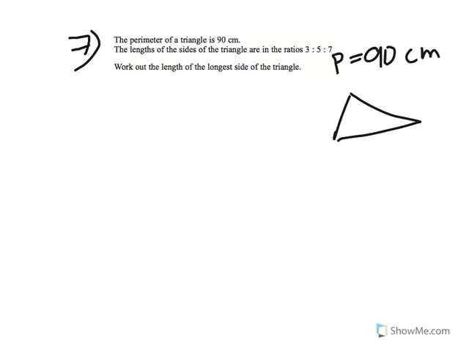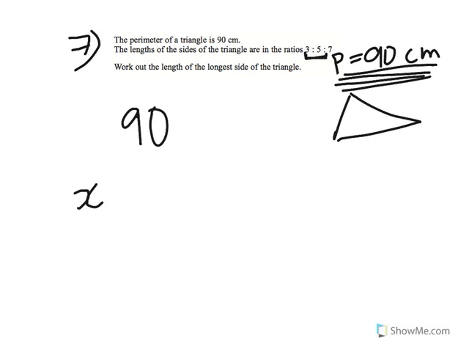Alright, question 7. It says the perimeter of a triangle is 90 centimeters, and the lengths of the sides are in the ratio 3:5:7. You have to work out the length of the longest side of the triangle. Now to figure out the length, we need to know by what scale factor each ratio is being multiplied. To find that, we need the total of all the sides of the triangle, so that's 90. All of these ratios should be multiplied by something, x, a scale factor, to give 90.